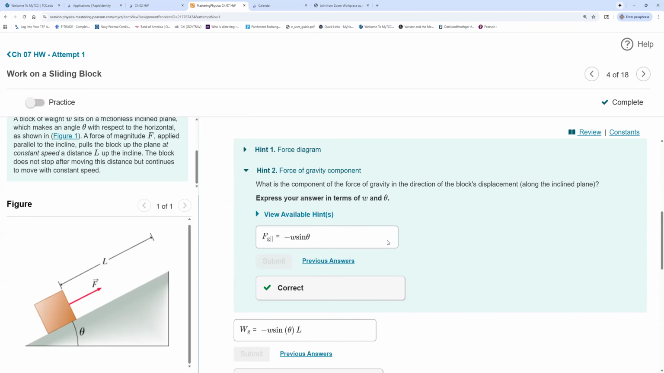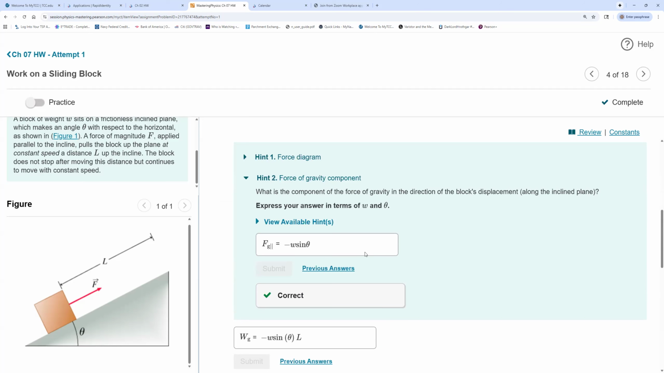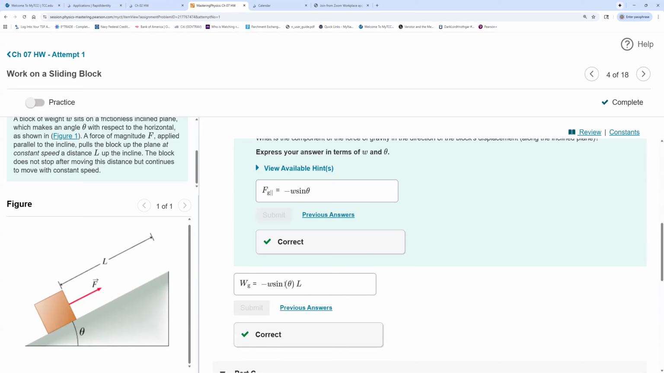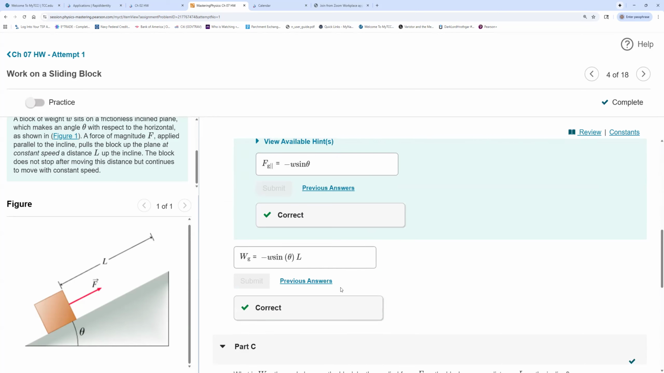But then you just take that W sine theta and multiply it by L. That gives you the magnitude, and then cosine 180 gives you the -1 that makes it come out negative. Okay. Hopefully that helps.